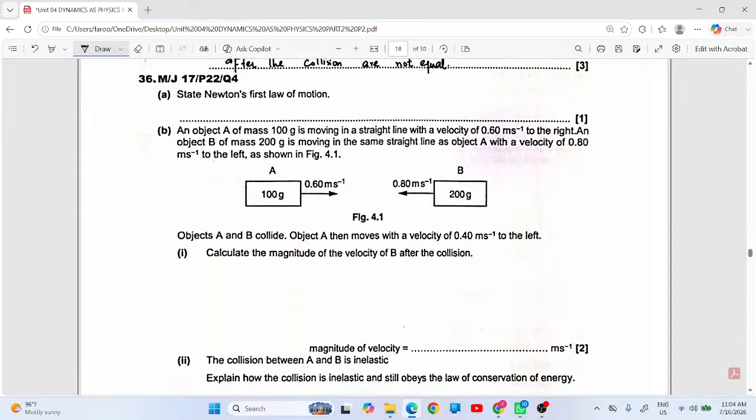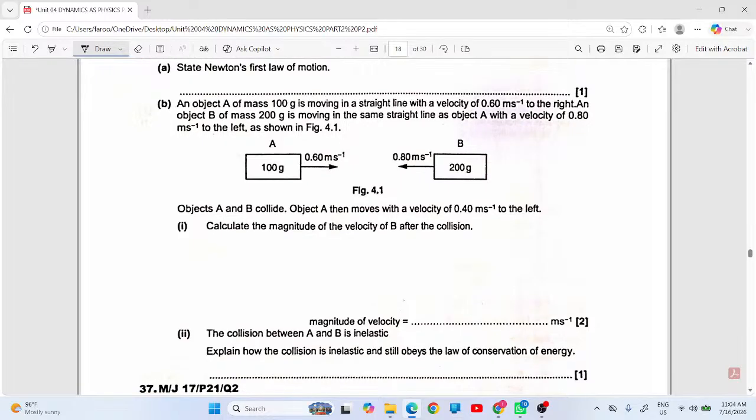Next is state Newton's first law of motion. You have to explain it. We will write: a body continues in its state of rest or uniform velocity unless an external force acts on it.